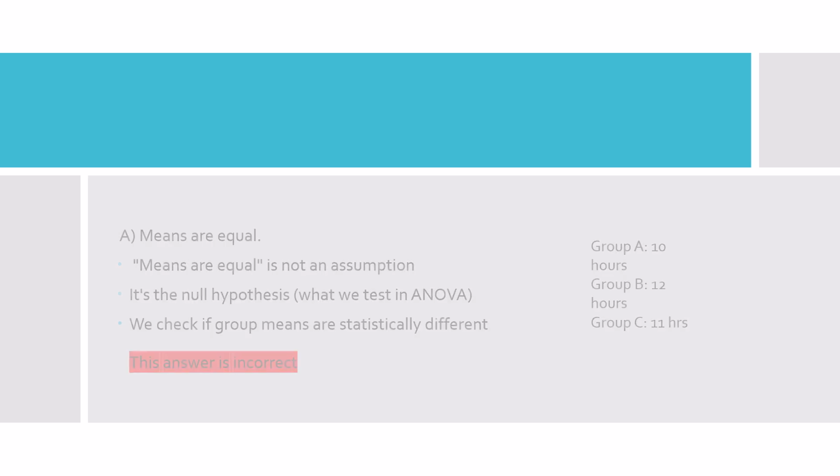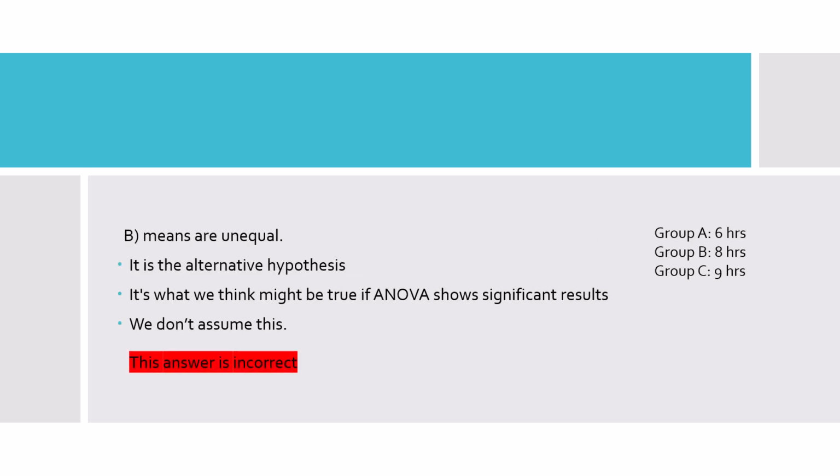For point B, means are unequal. So this is the opposite of the first choice we had. So it's the opposite of the null hypothesis. It's actually the alternative hypothesis. And it's what we believe might be true if we find a significant difference. But again, we're not assuming what's going to happen. That's what we're testing for. So this might look different, but the ANOVA checks for the difference statistically to see if there's any significance or if it's just random.